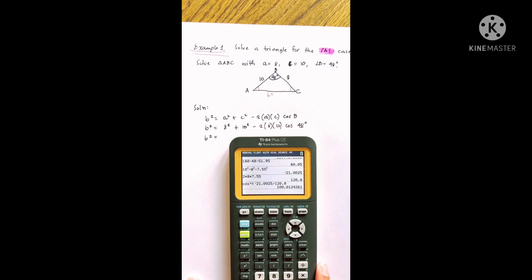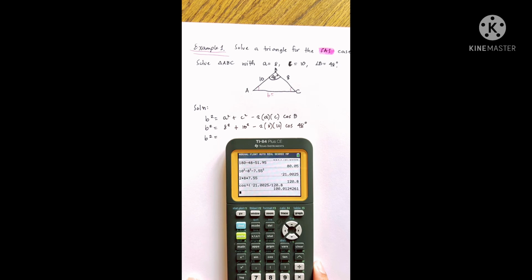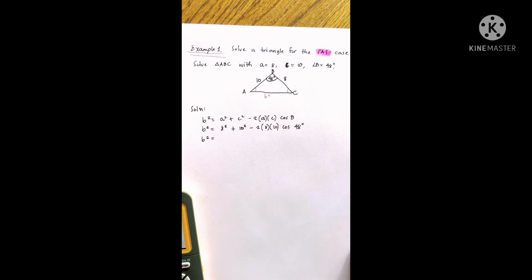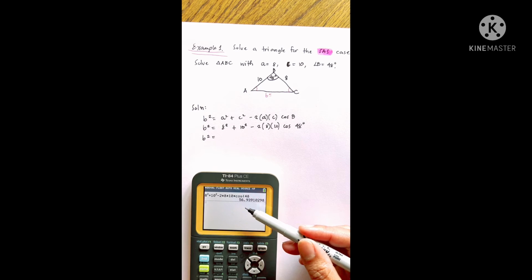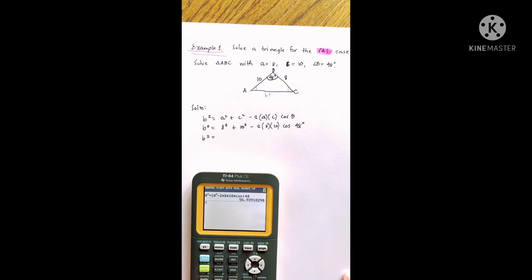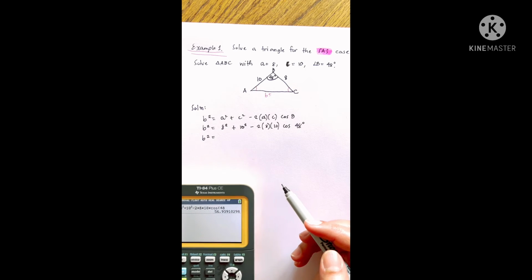So here we go. You enter all the values in your calculator: 8 squared plus 10 squared minus 2 times 8 times 10 times cosine 48 degrees. And that is approximately equal to 56.94. We're gonna use 3 decimal places, so 56.939.